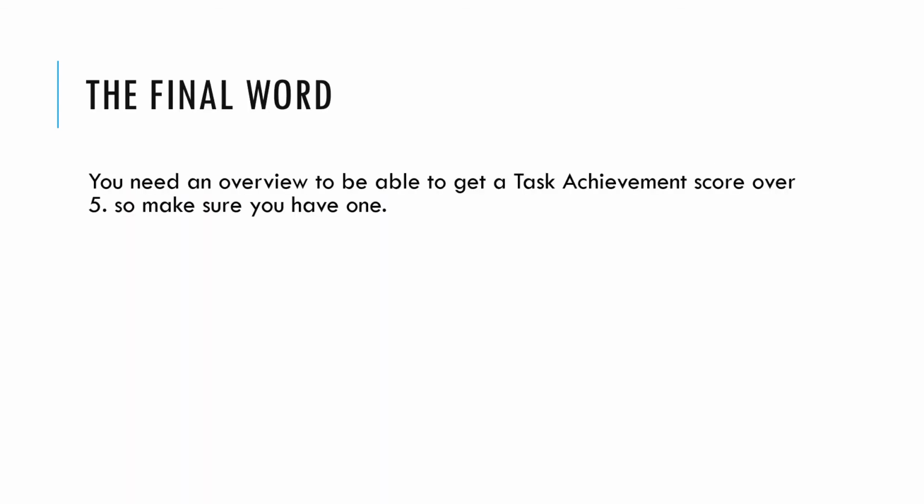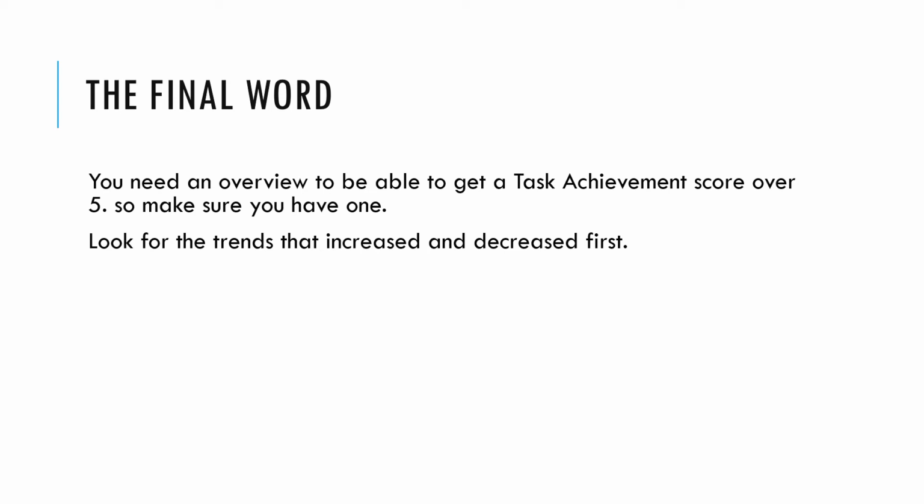And now, the final word. You need an overview to be able to get a task achievement score over 5, so make sure you have one. Like I said at the start of the video, it doesn't matter whether it's in the introduction, the second paragraph, or the last paragraph, make sure you have one. Without one, you're going to cost yourself a lot of marks.